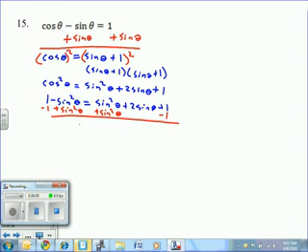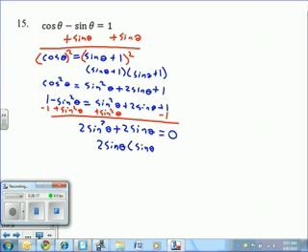And I end up with 2 sine squared theta plus 2 sine theta equals 0. Can I factor something out of all the terms? I can factor out a 2 sine, which leaves me with a sine theta plus 1. Okay? So if I set all my factors equal to 0, then what does sine theta equal here at the first factor? 0. What does sine theta equal in the second factor? Negative 1.